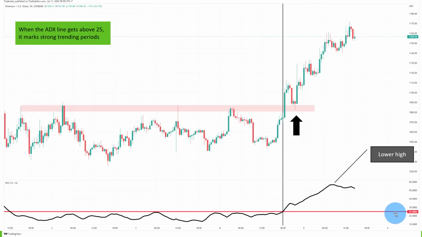And a lot of traders are using this 25 threshold for trends. So if the ADX is below 25, you are in a range market, in a sideways market. And if the ADX gets above 25, you're looking at a trending market. And then you can see very often you have those nice trending phases that come with the rising ADX.